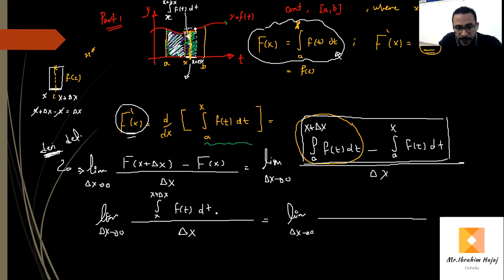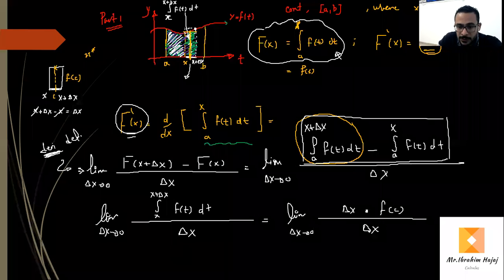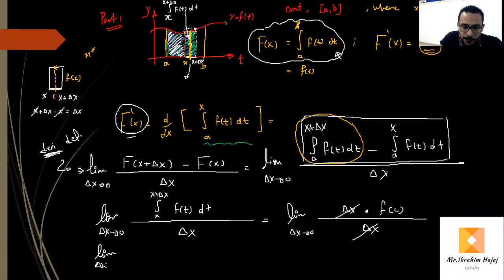And we said now we can find this area under the curve of this rectangle between x and x plus delta x by multiplying the base by its height. And the base, we agreed, is delta x, and the height, by using the mean value theorem, is going to give us f of c. This all over delta x. When we cross out delta x with delta x, we still have only the limit as delta x approaches 0 of f of c.